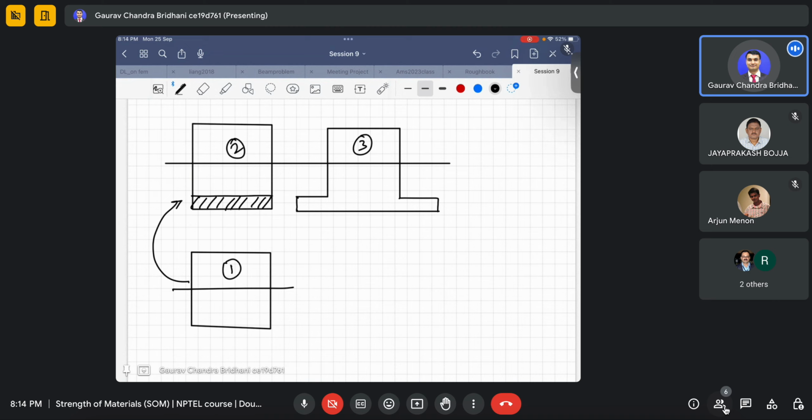But what is not allowed between 2 and 3? 2 and 3 should not change. For 2 as well as 3, the neutral axis depth should remain the same. I hope now I have made it clear.